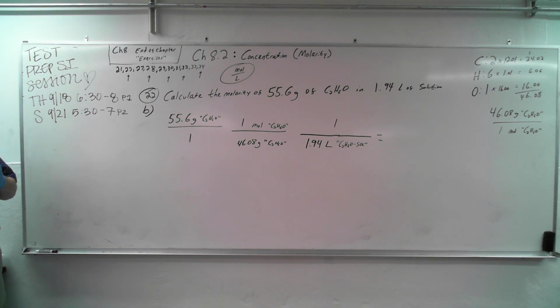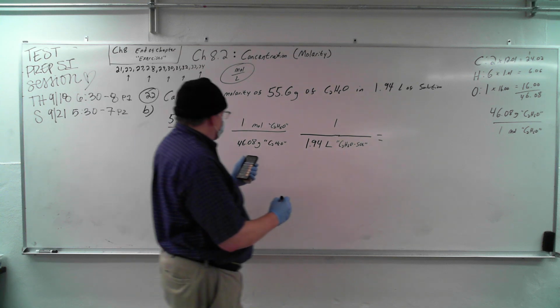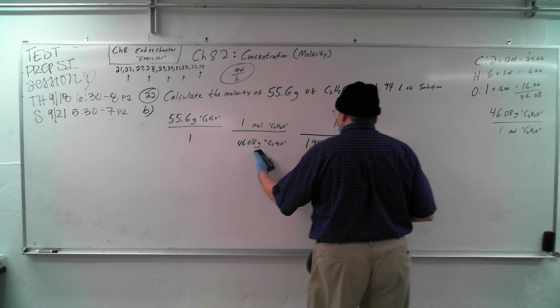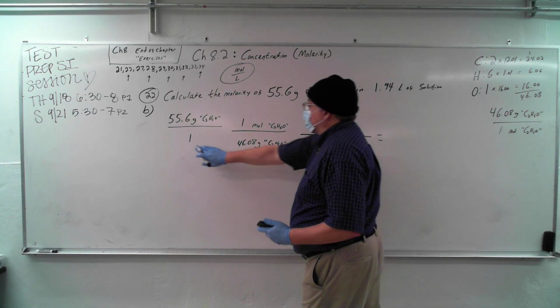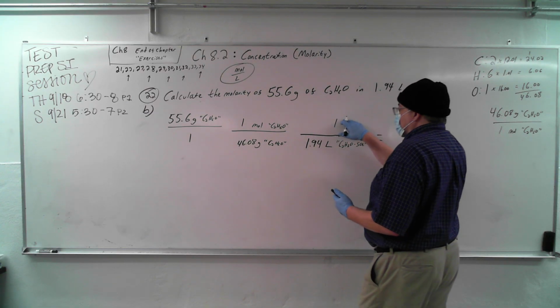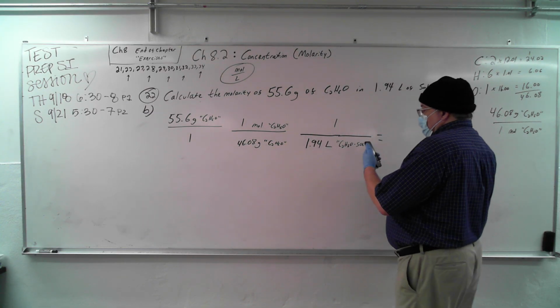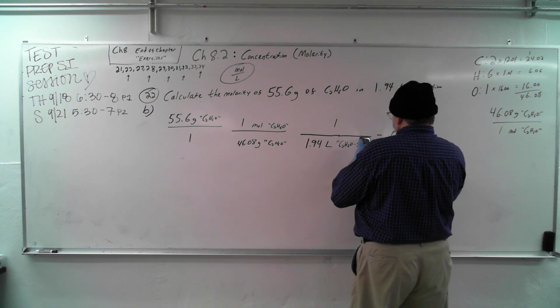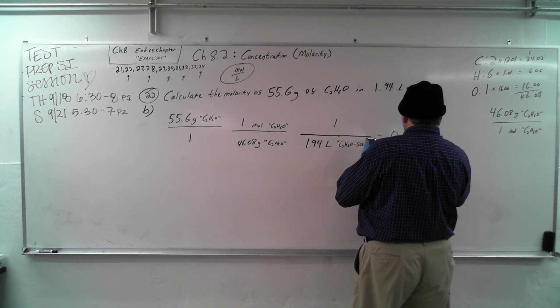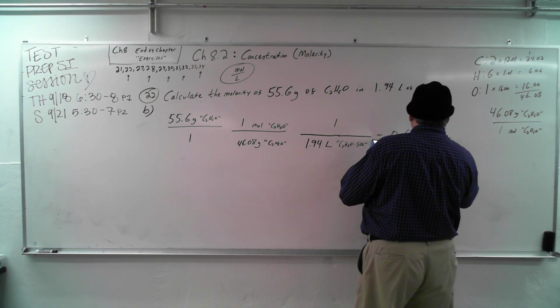5.6 divided by 46.08 divided by 1.94, and 3 significant figures, 4, 3. That's exact, that's exact, that's exact. We've got 3 significant figures, 4 and 3. I end up with 0.622 moles per liter.